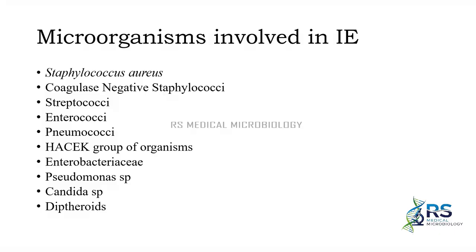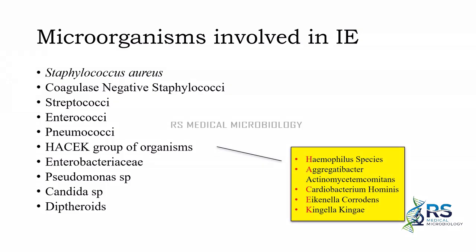Organisms, if you see, this is most important: the Staphylococcus aureus, followed by coagulase negative staphylococci, the pneumococcus group or the streptococcus group, and the most important is HACEK organisms, which basically comprises your Haemophilus species, Aggregatibacter, Cardiobacterium, Eikenella and Kingella. After this comes your Enterobacteriaceae, Pseudomonas, Candida and Diphtheroids.